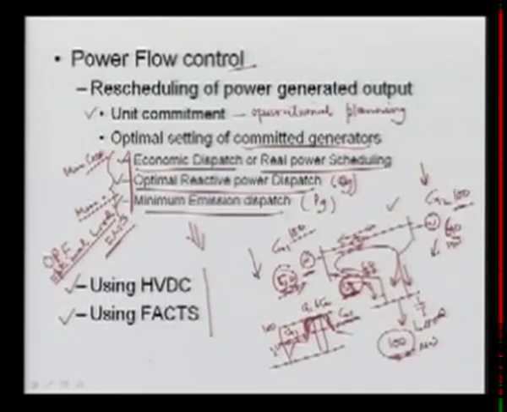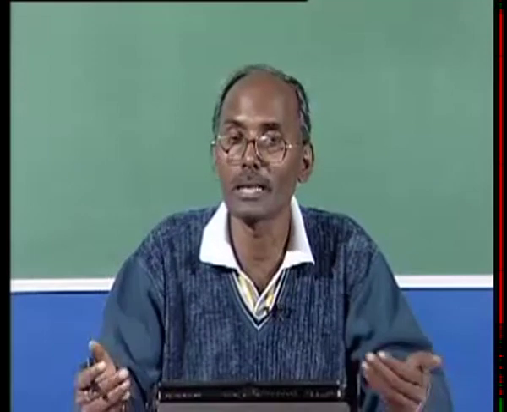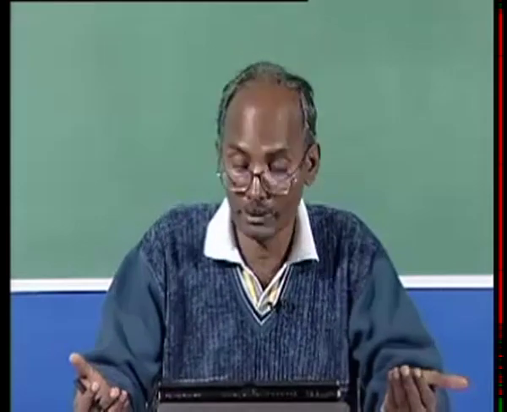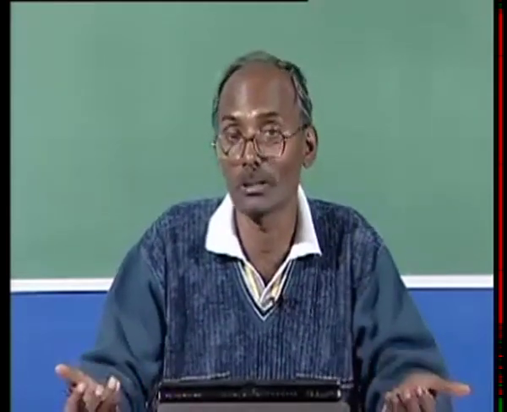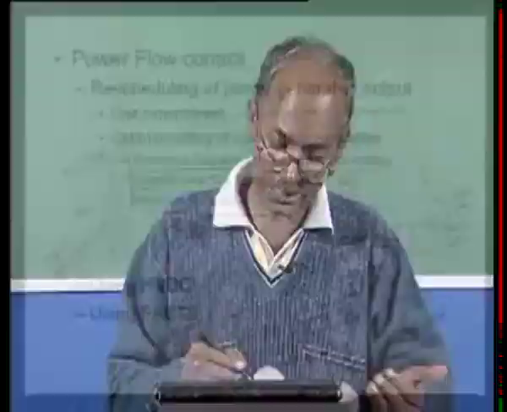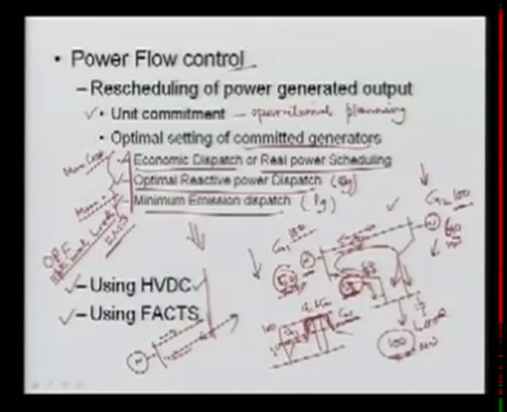For example, let's suppose here we have two lines, and here is a load. What will happen? If you want to control power in this line, you can trip this line, and the power completely goes through the other. So this is a discrete control, and this is not possible. Tripping one line does not solve the purpose, because we are not meeting the reliability. So the best way is to use the HVDC and the FACTS.